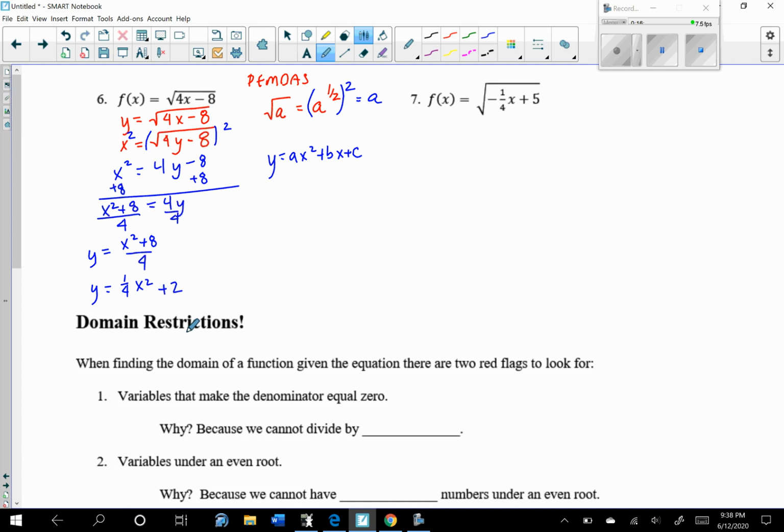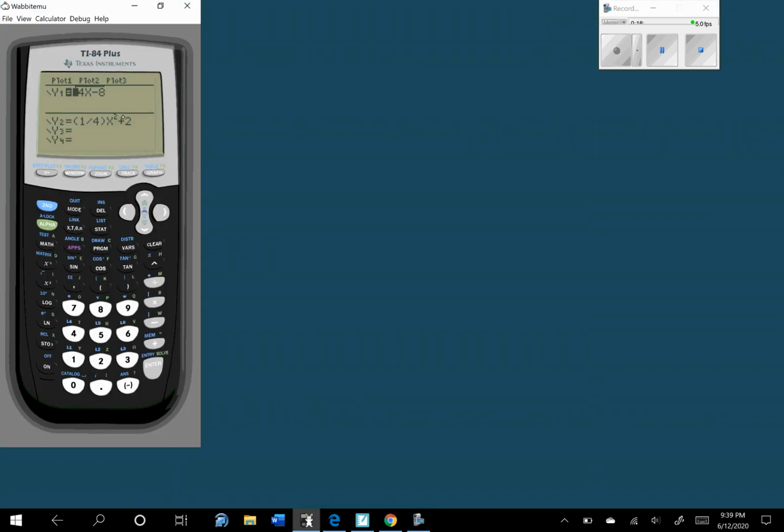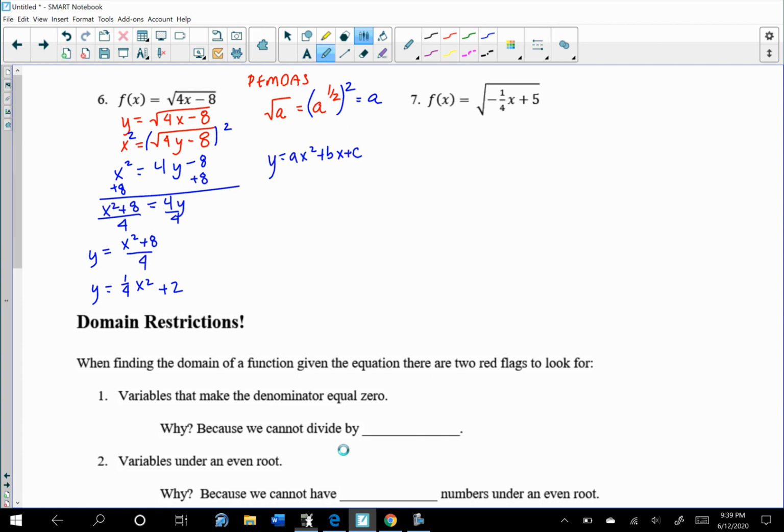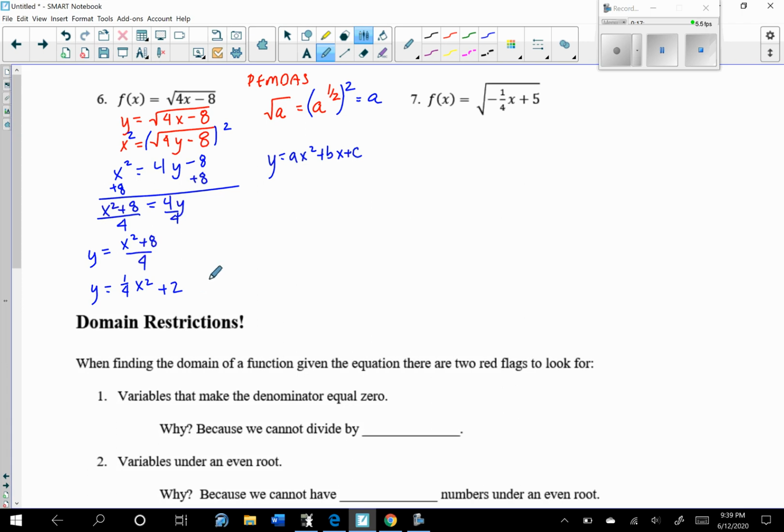So let's go ahead and look at this graph. So for the graph, I put it into my y equals and hit graph. Notice that this passes the vertical line test, so it is a function, and it passes the horizontal line test, so that means its inverse is a function. So this is a one-to-one function, which means we can go ahead and use our inverse function notation. So f inverse of x is equal to 1/4 x squared plus 2.